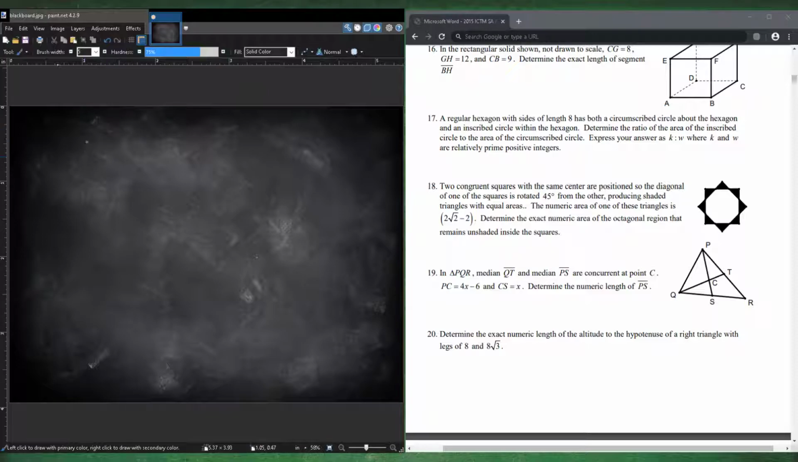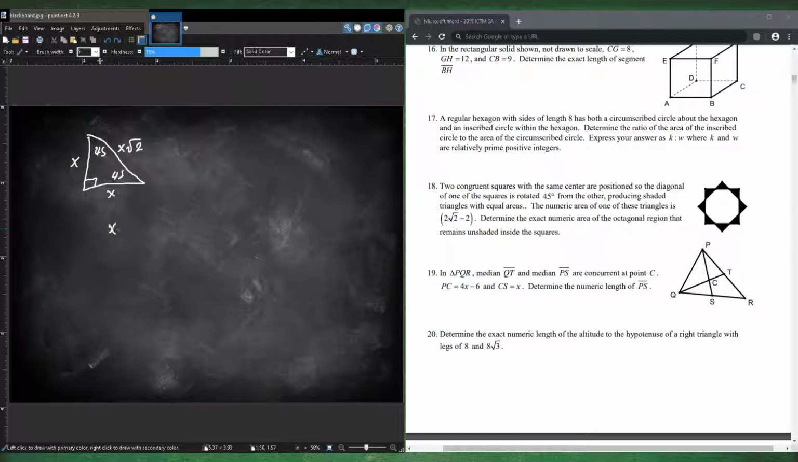So we could just have this. And we know this area is 2 square root 2 minus 2. So we know this is a 45, 45, 90, right? Because these two side lengths have to be the same. So opposite of the 45, 45, 90 is x square root 2. That's the side length, and this is also the side length of our octagonal region, basically. So we just need to find what x is.